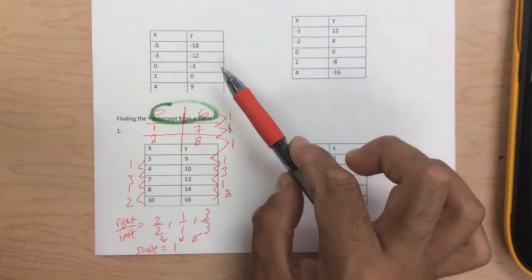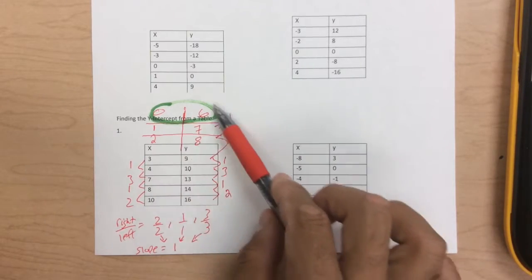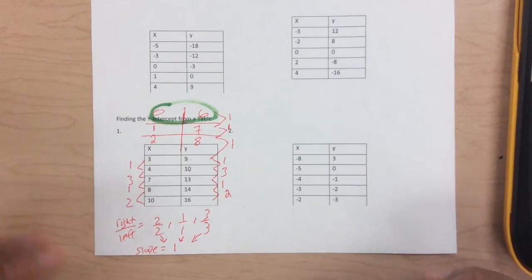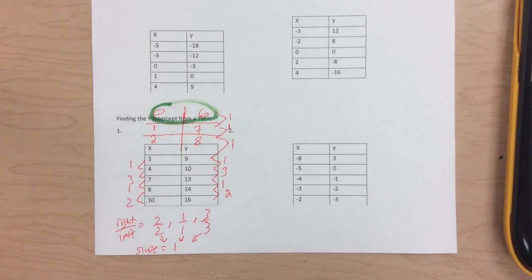I could keep going if I wanted to, but I don't need to because I'm looking for the y-intercept. So I'm looking where the x equals 0. Okay? If you have any further questions, please do not hesitate to ask me in class the next day.